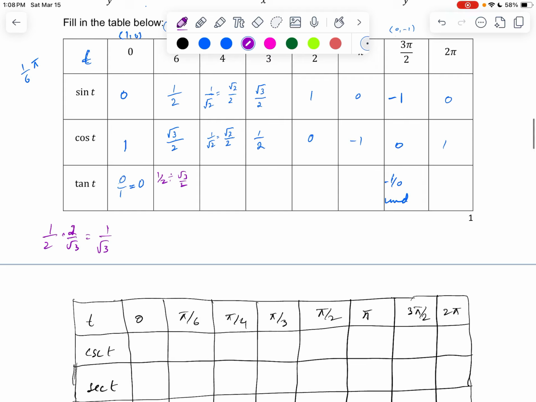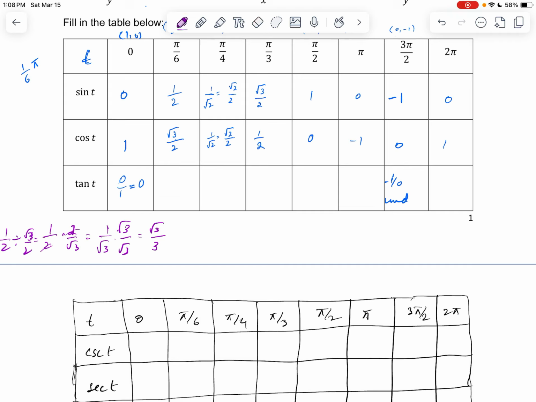So we started with 1 over 2 divided by square root of 3 over 2, which we can write as 1 over 2 times, flip the second fraction, so 2 over square root of 3. 2 and 2 cancel here, so we are left with 1 over square root of 3. We rationalize, multiply top and bottom by square root of 3. So in the bottom we get 3 and the top gives a square root of 3. So the tangent of pi over 6 is square root of 3 over 3.